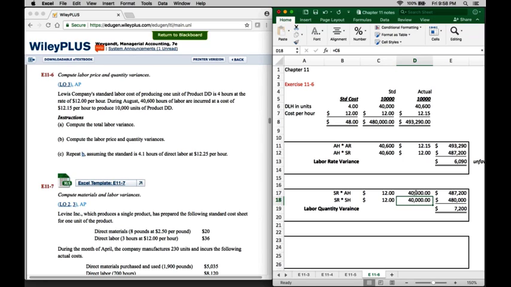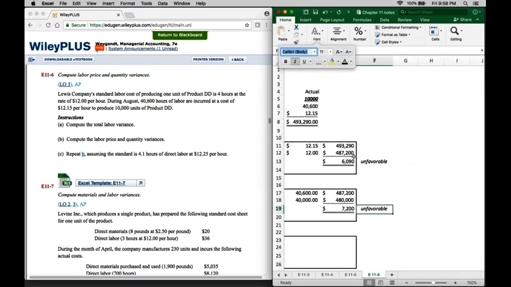Again, did we spend more time or less time on the job? We spent more time on the job, 600 more hours. Therefore, this is also an unfavorable variance. Both of these are unfavorable variances.